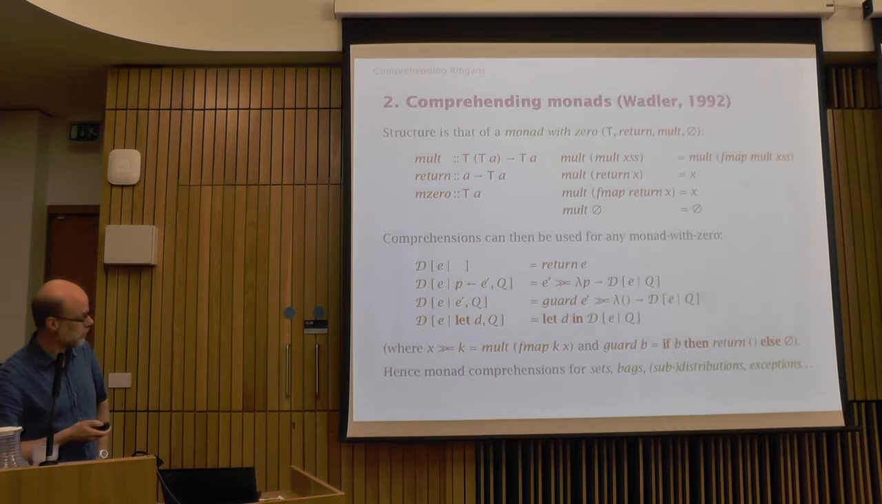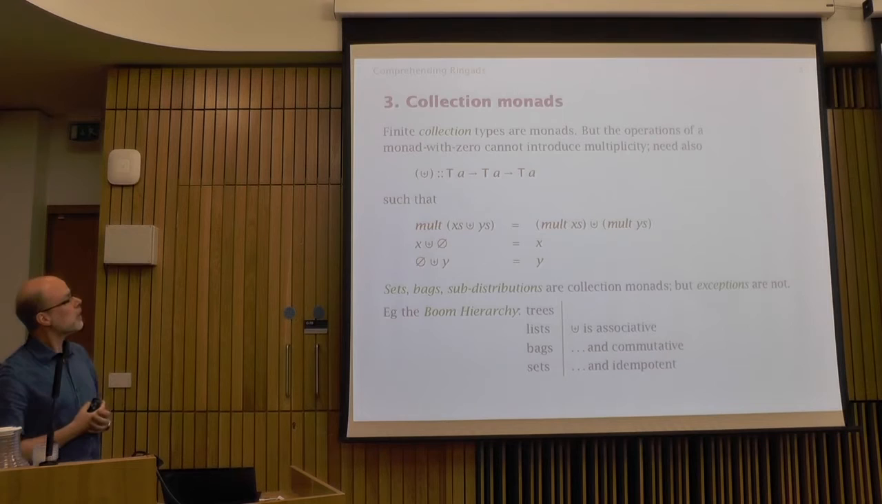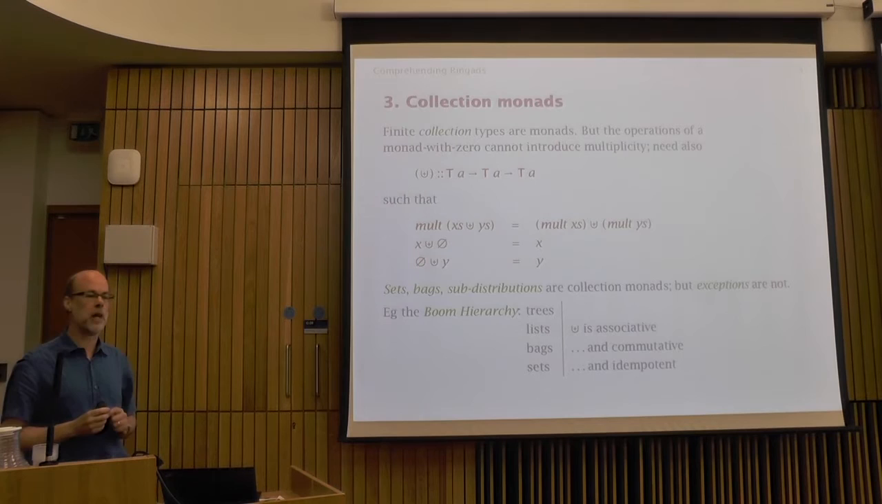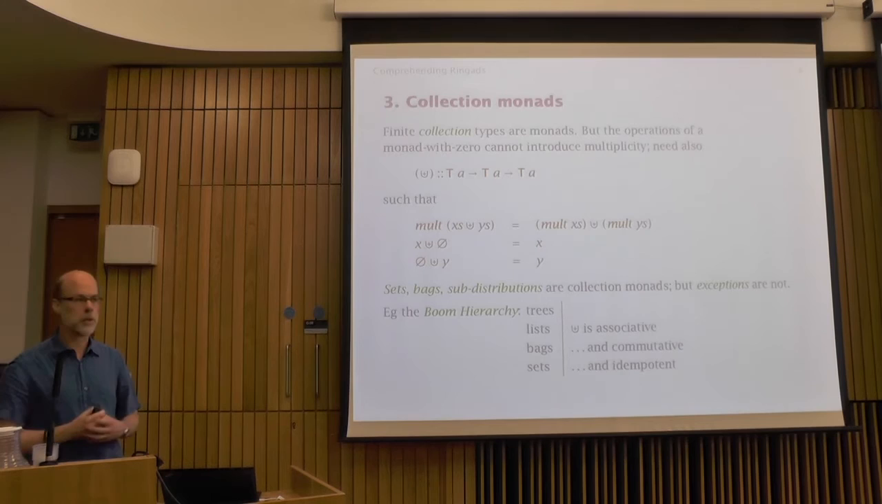So, when we think of comprehensions, mostly for collection types like lists and sets and bags, so collection types are monads, they're monads with zero, if you have an empty collection. But monads with zero doesn't explain collections because there's no way of building a collection with two elements, given only the operations of the monad with zero. We need some way of adding elements. So, we need to use another operator. One operator you might choose to do this is a binary choice kind of operator, a union kind of operator. So, I'm going to introduce that operator as well. It'll be a fifth operator, on top of the four operators.